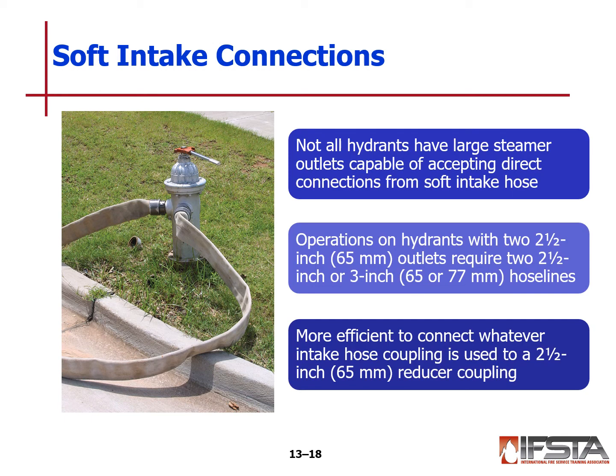This is called duals, laying duals. Back in the day in my volunteer department, when I first started in '91, we consistently laid duals, even though our hydrant connections did have the main steamer. A lot of times, if we had to lay a long lay, the only thing we had in abundance was 3-inch hose. Probably about 5-6 years into the game, the city then bought more large diameter hose and equipped several pumpers with the big hose. More efficient to connect whatever intake hose coupling is used to the 2.5-inch reducer coupling.